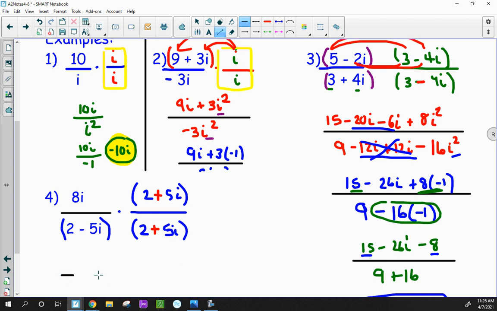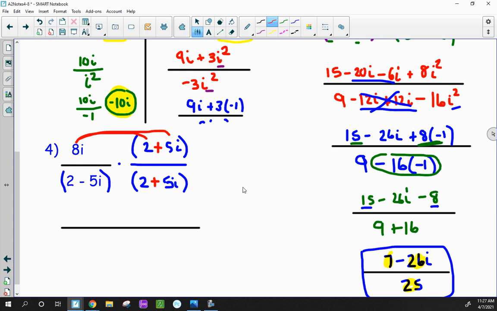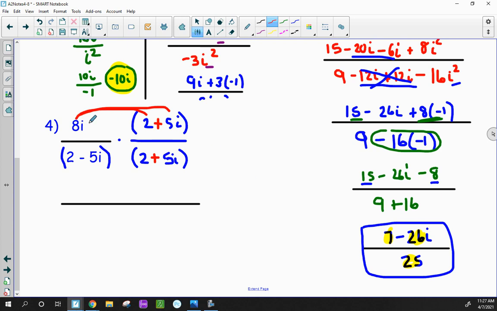Okay, all right, let's go to the top first. Because I see one term times 2 terms, I'm just going to use the distributive property here. Distribute means I'm multiplying, so we're in multiply mode. 8i times 2, and we drop down the answer for that. Now we do 8i times 5i. Positive 8 times positive 5 is positive 40. i times i is i squared.